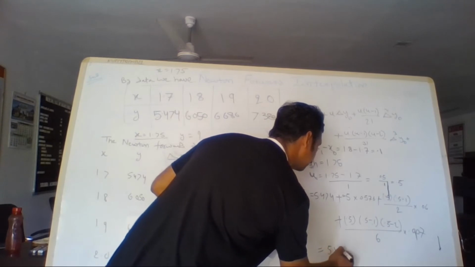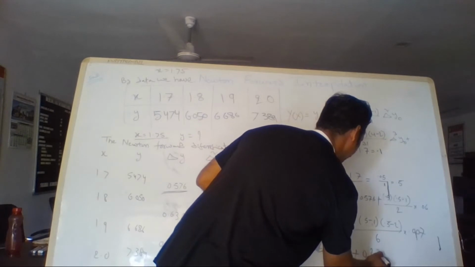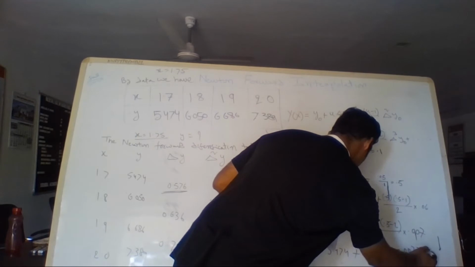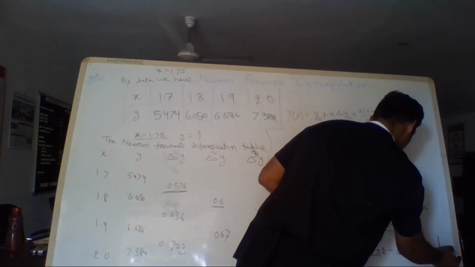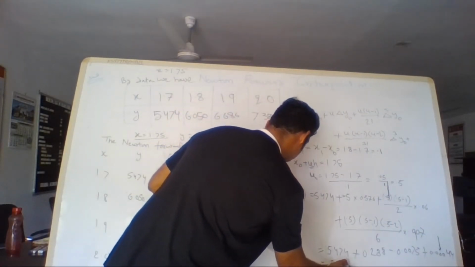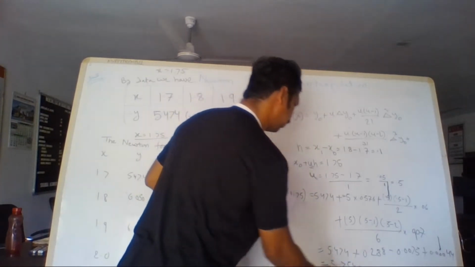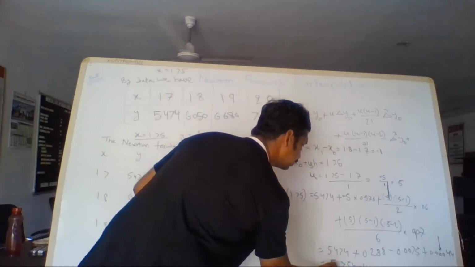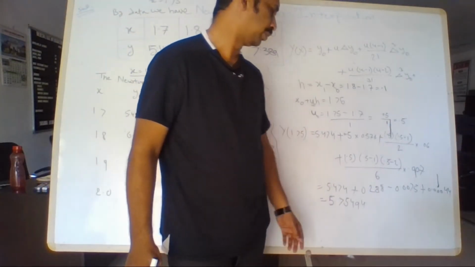Here these are the values: 5.474 plus 0.288 minus 0.0075 plus 0.00044. When we solve this, we get 5.75494. This is the answer.